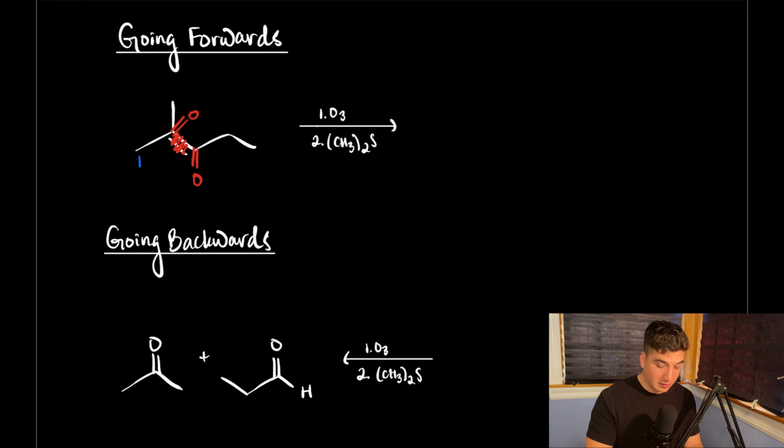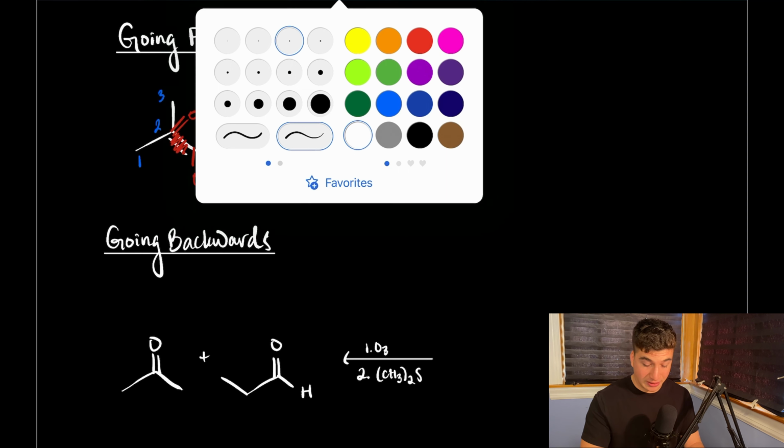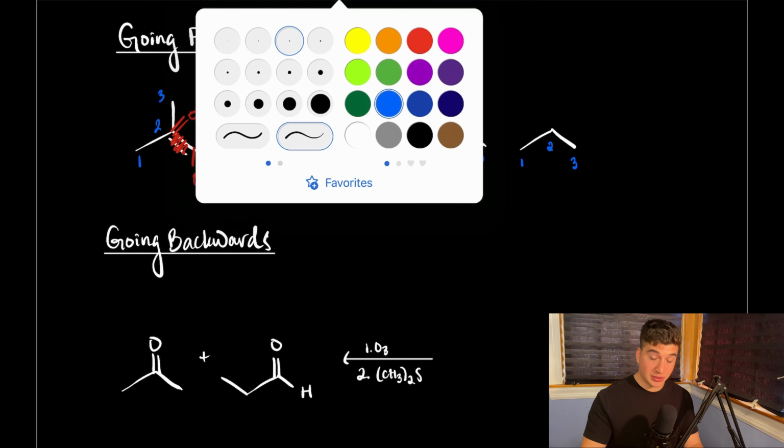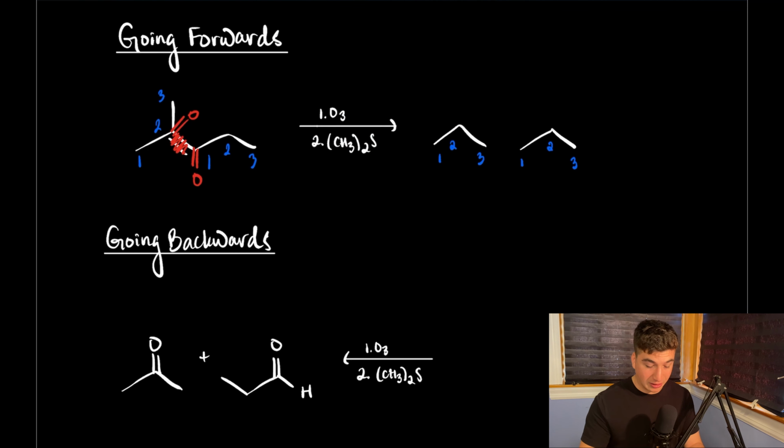So you're going to end up with different pieces here, and I like to number them to make sure I don't make any mistakes redrawing the products. So we have two 3-carbon chains in this case. And on the first piece, we have a double bonded oxygen on carbon 2. And on the other one, we have a double bonded oxygen on carbon 1. And those are your two products. Really easy, right? So now I'm going to show you going backwards.